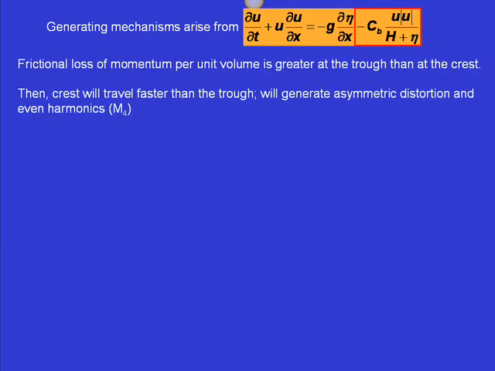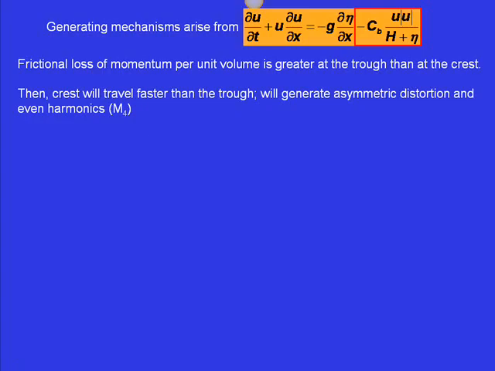Now let's look at the two mechanisms that arise from bottom friction. So we can look at this. This is frictional loss of momentum per unit volume. Right here, frictional loss of momentum per unit volume. And it's greater at the trough than at the crest. Why do you think it's greater at the trough than at the crest? The water column is smaller, so the friction acts more effectively throughout the water column than when the tide is high. Right, so the frictional loss of momentum is asymmetric. It's more during ebb than during flood.